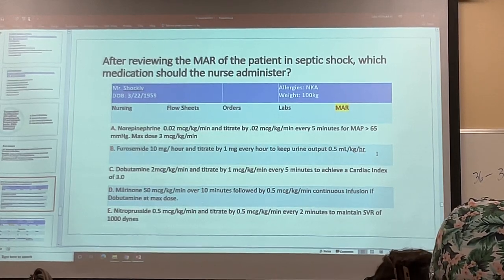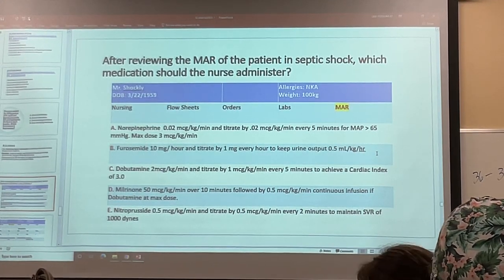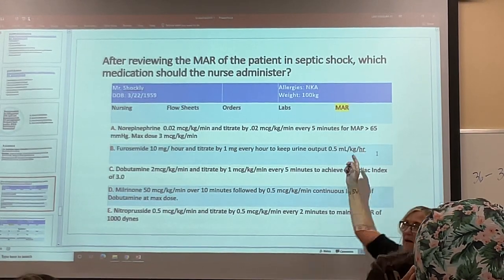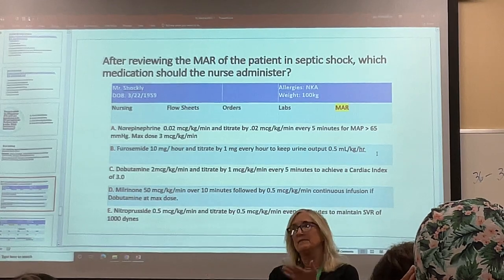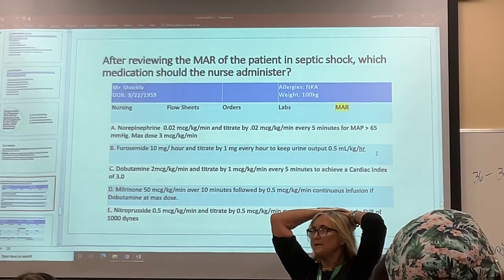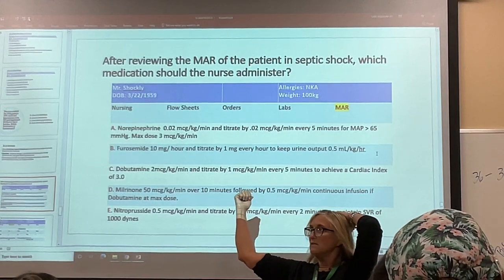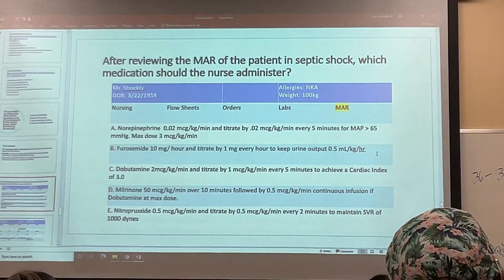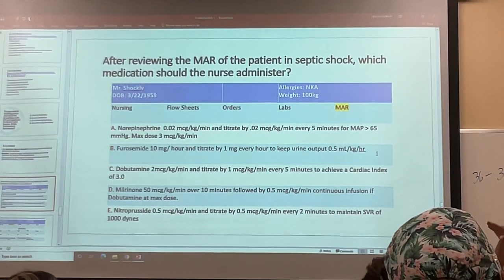Earlier you said every 3 minutes. Oh, this one says every 5 minutes. Okay. It could be different. I think in my units it's every 3 minutes, but this one says every 5 minutes. I don't know what they're doing at your hospital, but it's in small increments of time. So just look at your orders and follow the orders, right?